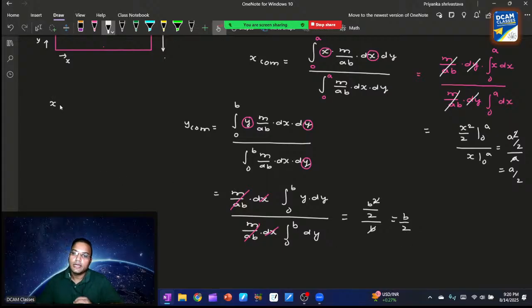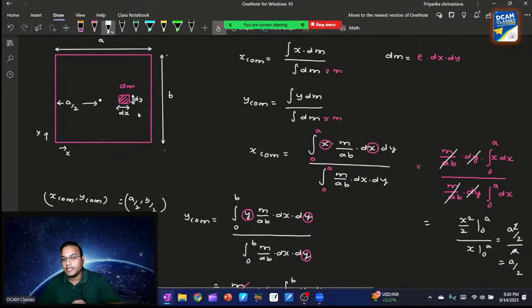So you know, x center of mass comma y center of mass, what you have got is a by 2 comma b by 2. That is why, because of this calculation only, we say the center of mass lies at the middle point. This is b by 2 and this is a by 2. That's how we integrate.